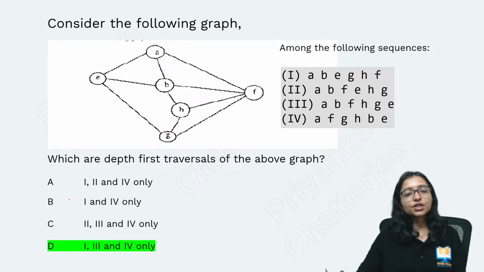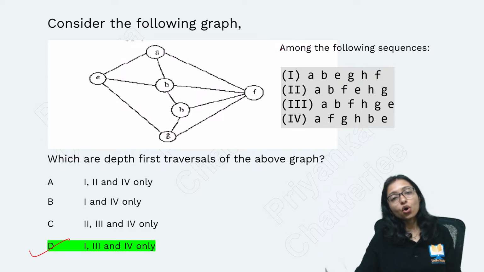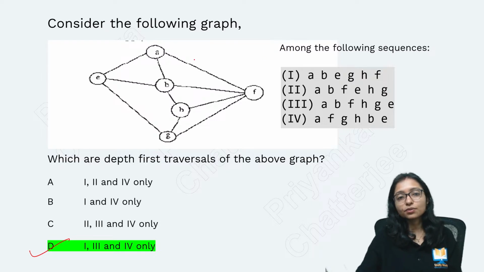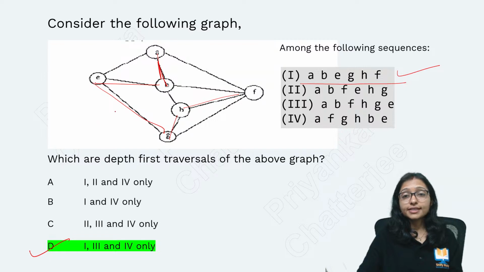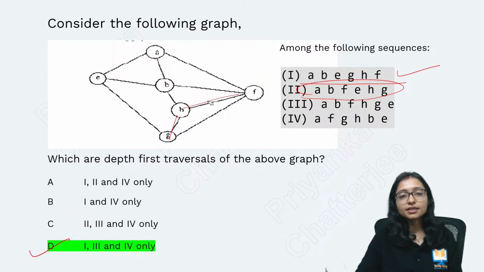Yes, definitely option D is the correct answer, because depth first search means I can go only to the one which is connected with me, one by one. Option 1: A to B, B to E connection is there, E to G connection is there, G to H connection is there, H to F connection is there. No problem. Second one, if I am going with the second one, here is the problem.